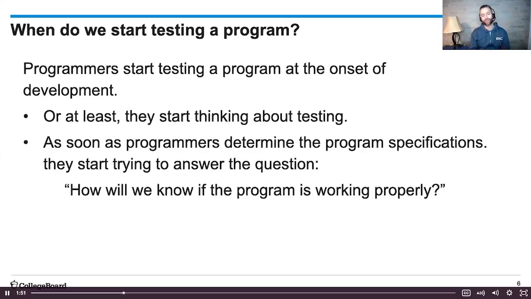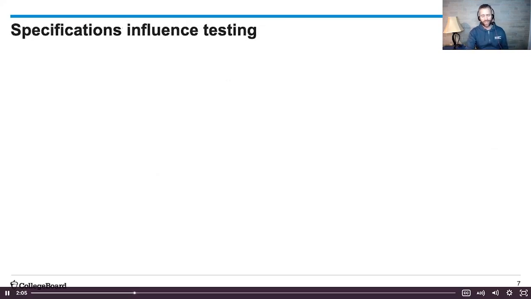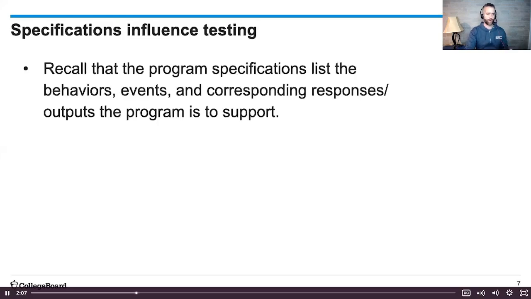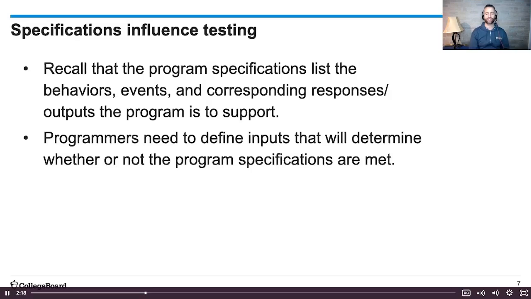Now, this is an important thing to think about when you are working on programs for your class. As soon as you start, you have to ask yourself, how am I going to know that this program is working properly? So specifications influence your testing. Recall that program specifications list the behaviors, events, and corresponding responses or outputs the program is to support. Programmers need to define inputs that will determine whether or not the program specifications are met.